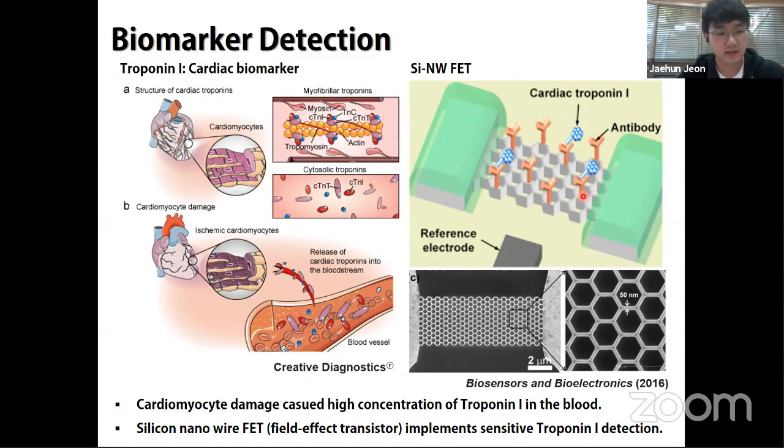In this system, when the troponin I is combined with the antibodies, the charge distribution on the surface changes according to the electrical surface potential on the semiconductor, and it changes the amount of current between the source and the drain electrode. So the concentration of the troponin I can be quantified by the intensity of the current. And this research implements a super sensitive sensor with a 5 picogram per milliliter limit of detection by utilizing a honeycomb structure silicon substrate.